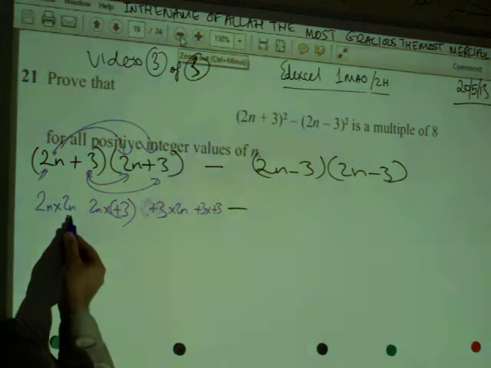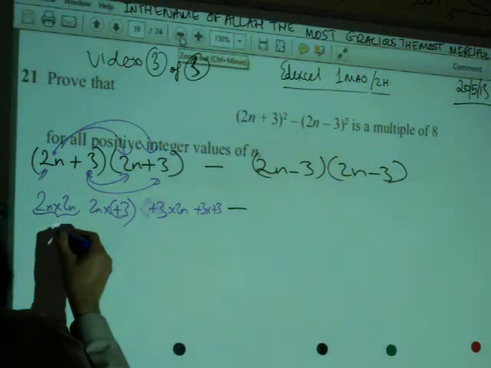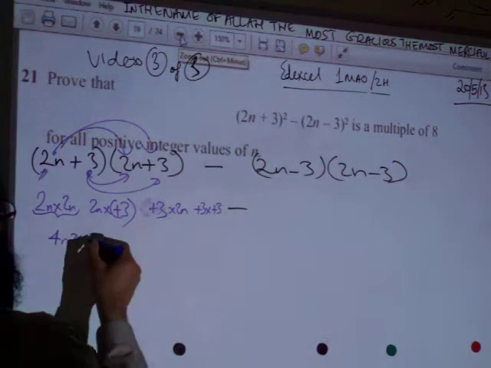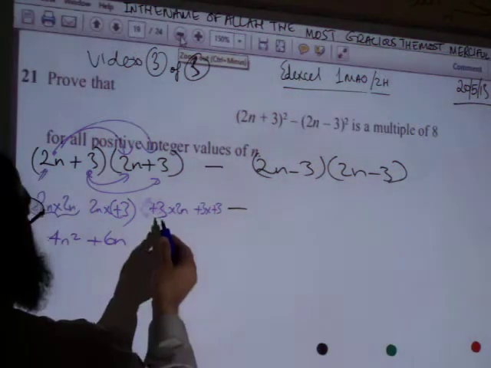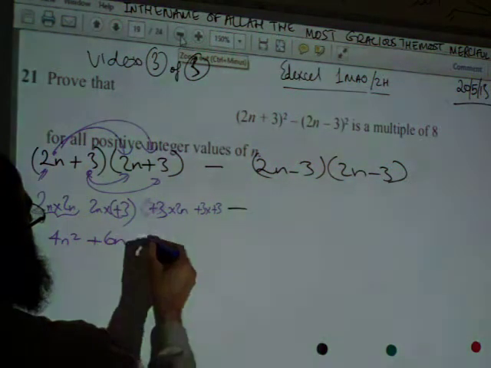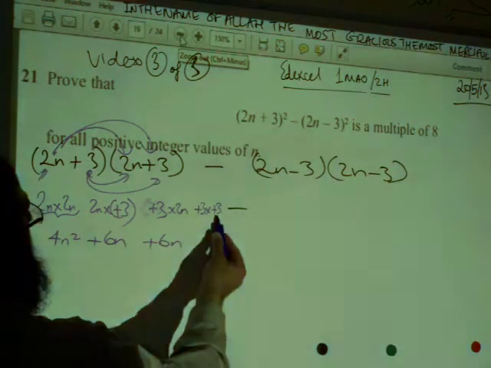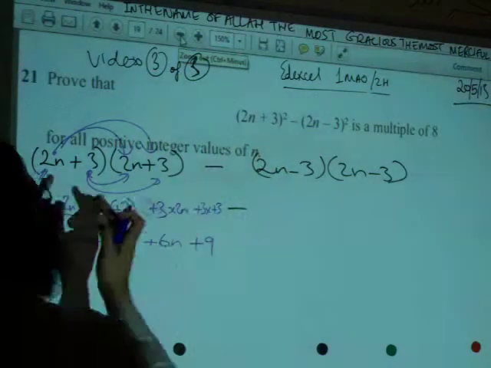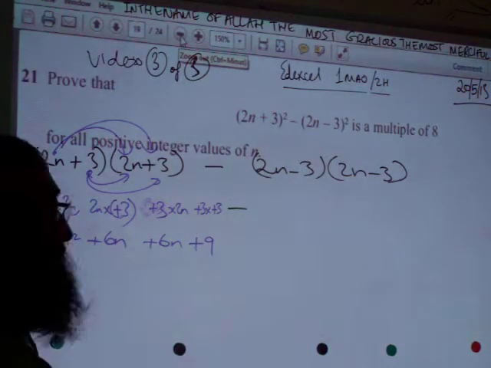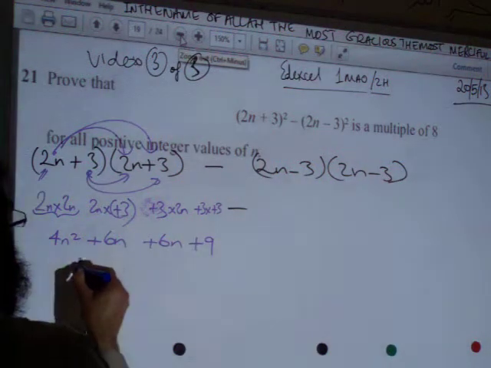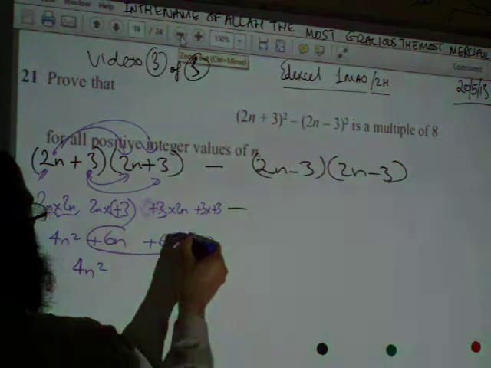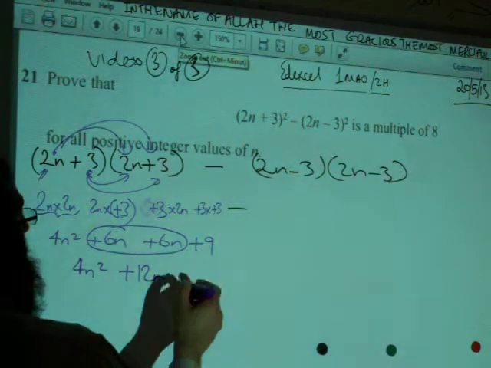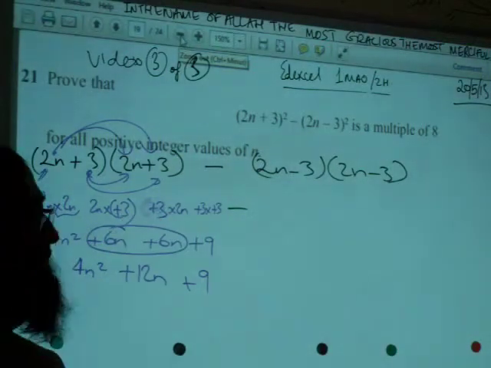So we have 2n times by 2n will give us a total of 4n squared. 2n times by plus 3 will give us plus 6n. We have plus 3 times by 2n will give us plus 6n. We have plus 3 times by plus 3, plus 9. That's the first set of brackets completely expanded. Let's simplify that as well. So that'll give you now 4n squared. These two parts here will simplify to give us 12n. 6n add 6n gives you 12n. And we've completed this one side.